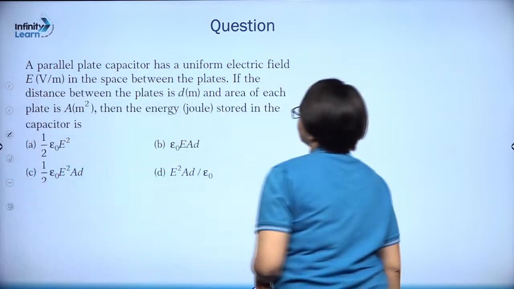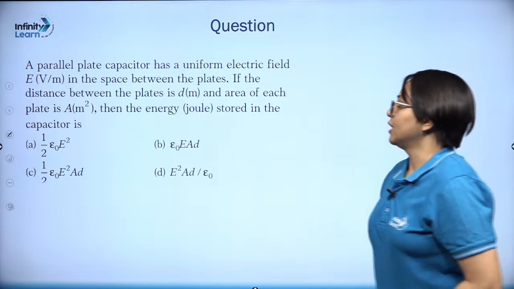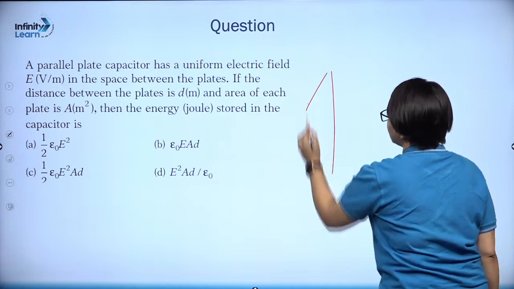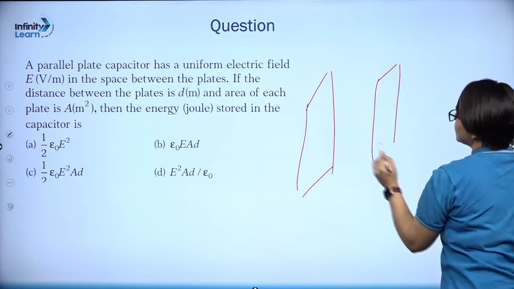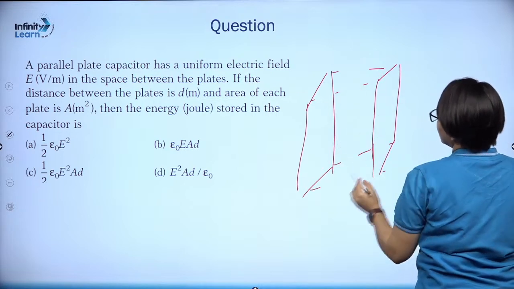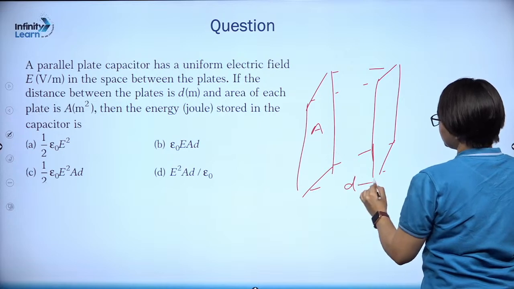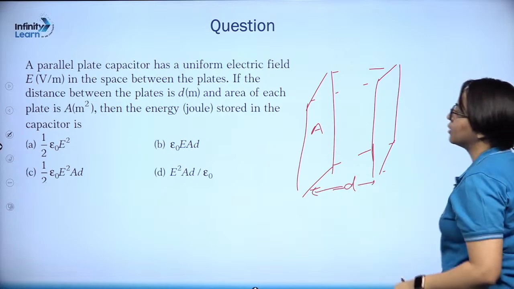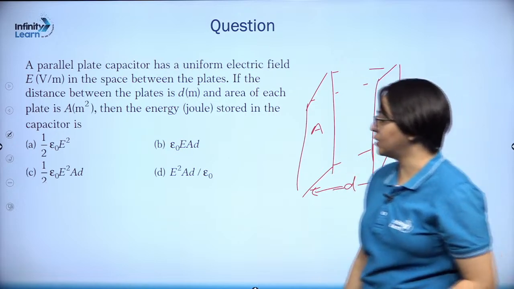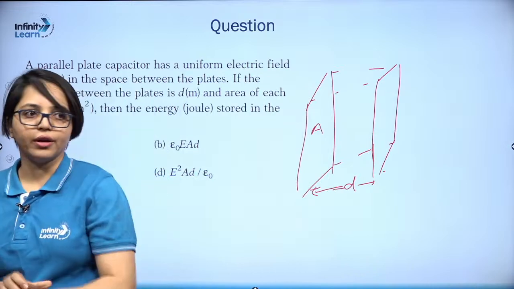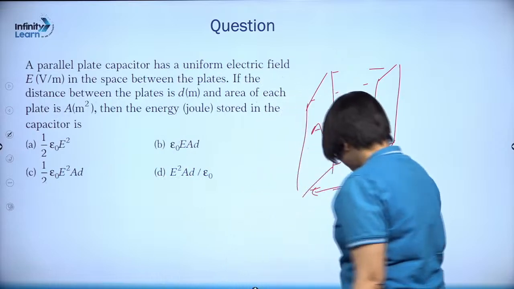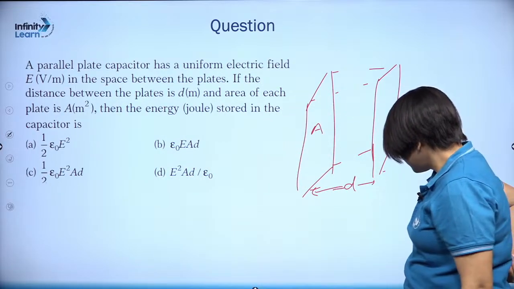A parallel plate capacitor has a uniform electric field E in the space between the plates. If the distance between the plates is D and plate area is A, right? This is the parallel plate capacitor like this. Area is A and separation between the plates is D. Then what is the energy stored in the capacitor where the electric field is E between the plates? Try this one everyone. Come on guys. What will happen? What is the answer?